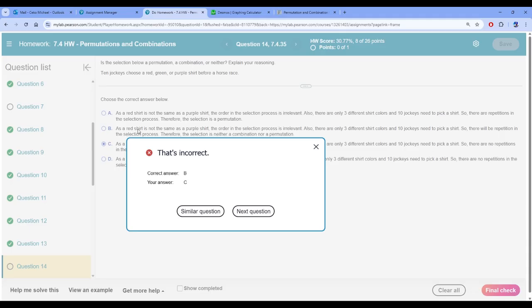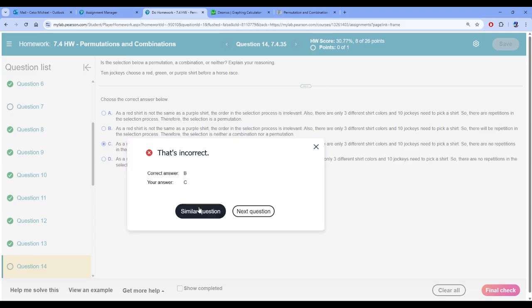As the red shirt is not the same as the purple shirt, the order in the selection process is irrelevant. I understand that, which would make it a combination. Also, there are only 3 different shirt colors and 10 jockeys need to pick a shirt. So there will be repetition in the selection process. Therefore, the selection is neither a combination nor a permutation.